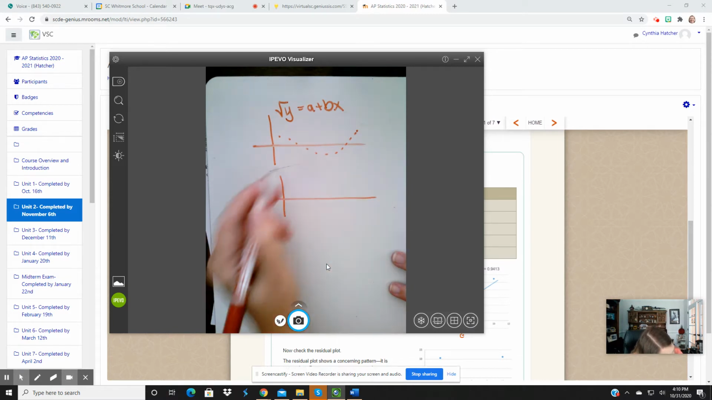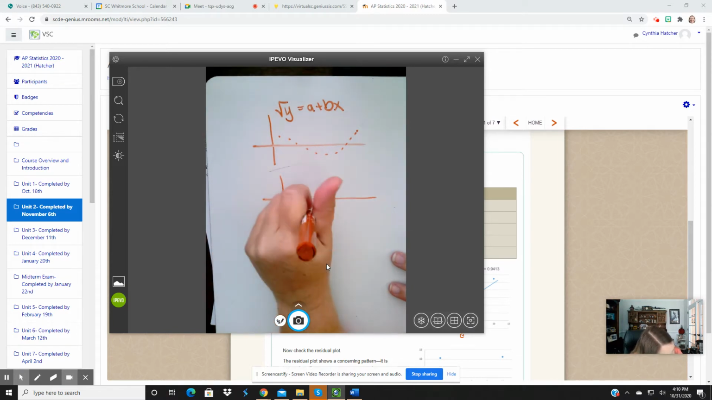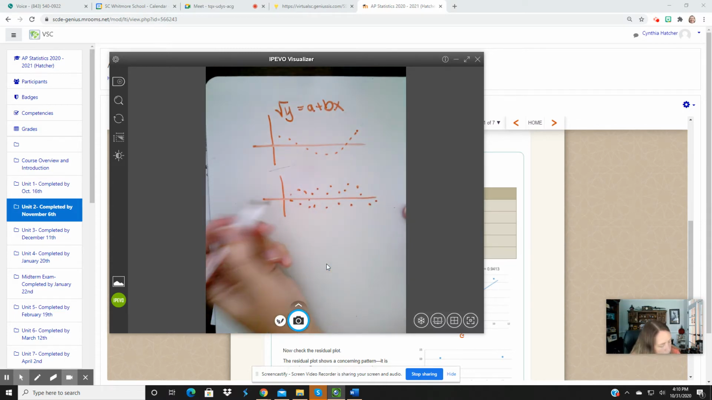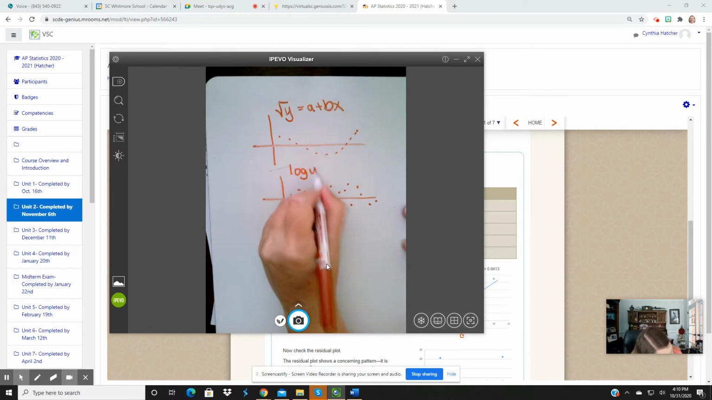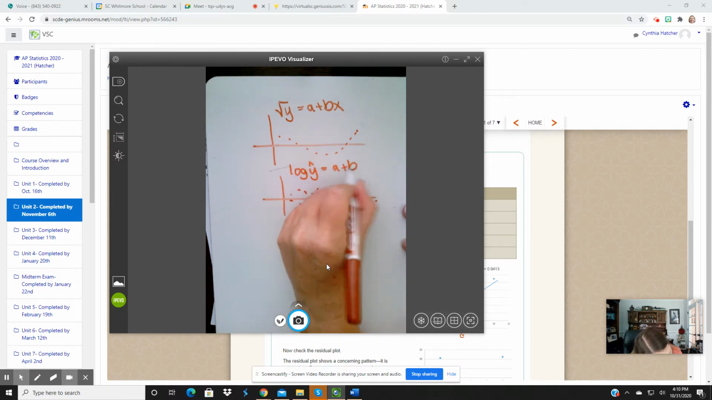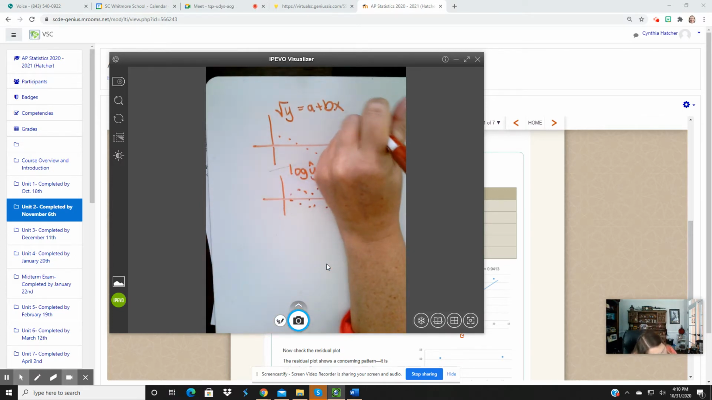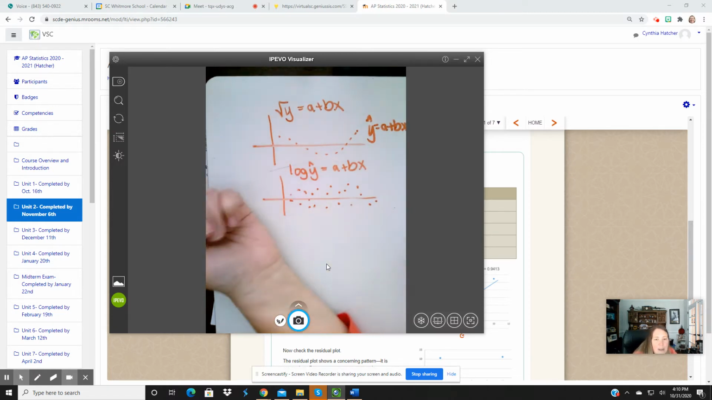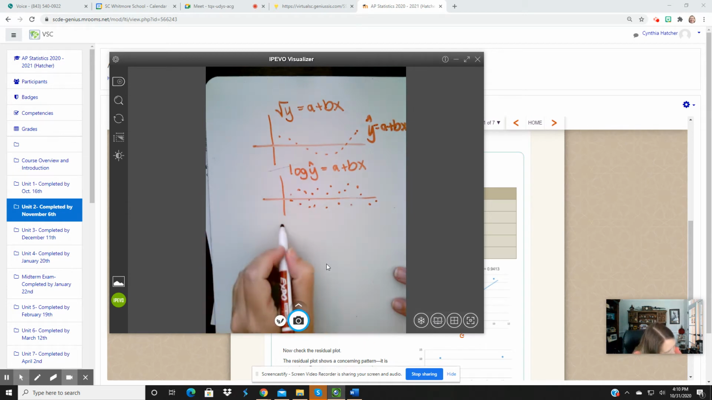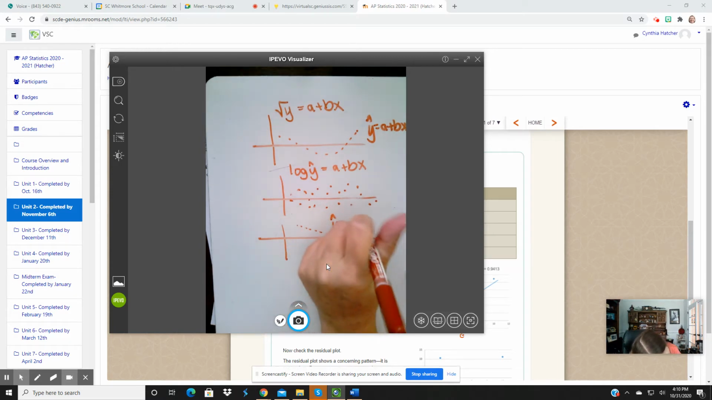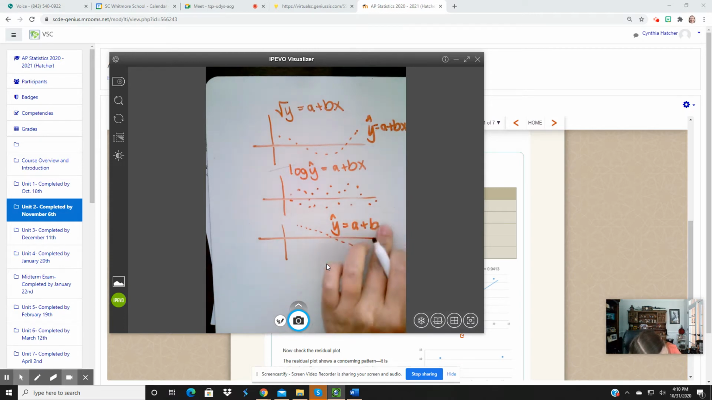Maybe the next one is scattered about. This looks good. This residual plot looks good. But this one is the log of y hat equal a plus bx. Again, this is nonlinear because linear is a plus bx. So if there's anything done to the y or to the x, it's not linear. Again, maybe you have a residual plot that looks like this, and you had y hat equal a plus b, maybe x squared.